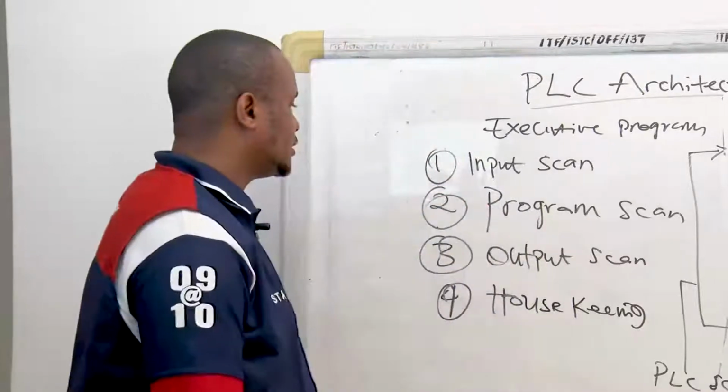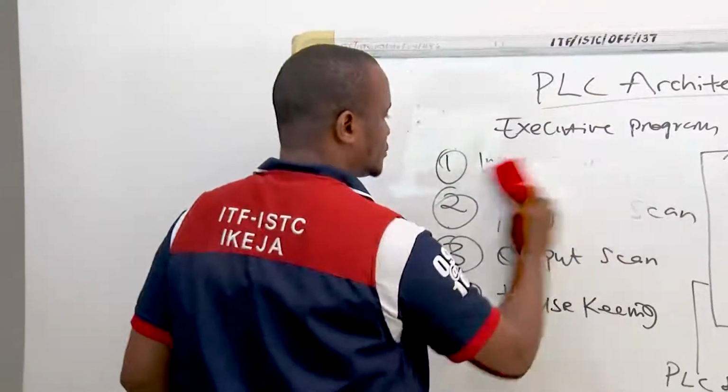Now, a PLC contains three basic sections like we have mentioned. Number one is the CPU.